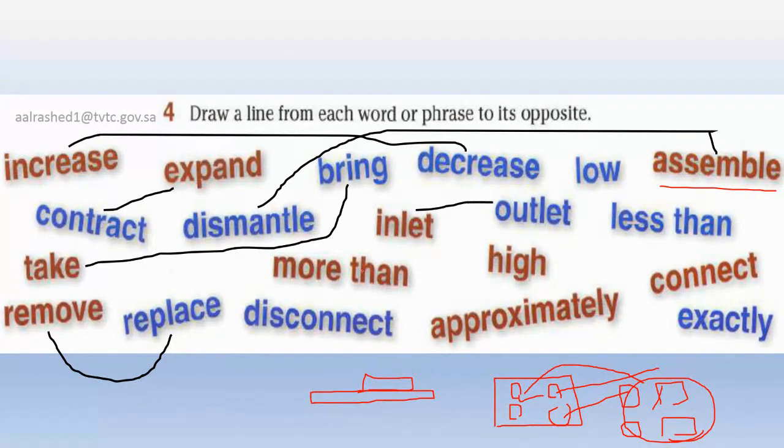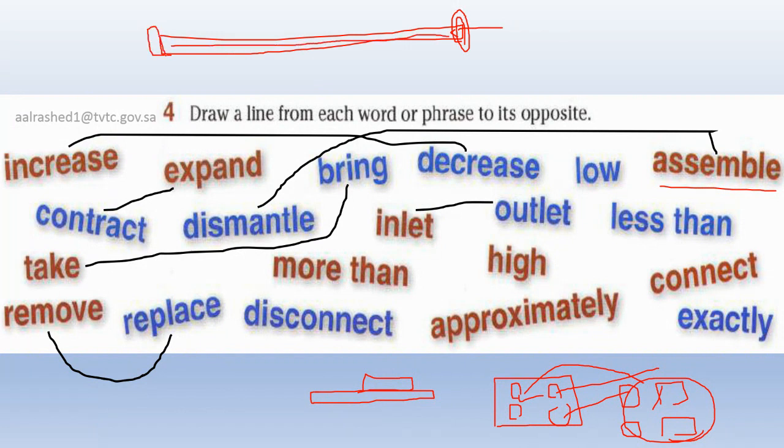Next one, inlet, outlet. So this is a pipe. If the water wants to go in, this is the inlet. Then the water flows out through the outlet. So this is the outlet. The inlet is where the water comes in. The outlet is the place where the water goes out.